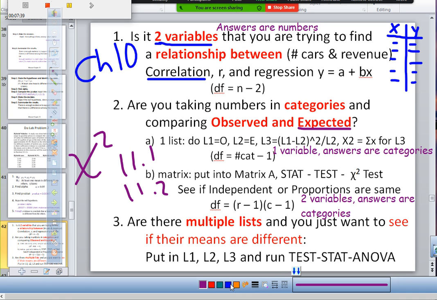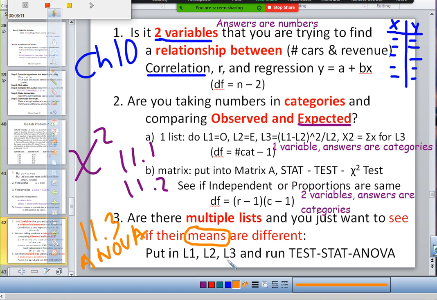The last thing we did was 11.3, which was the ANOVA. And that's when you have multiple lists, 3 or more lists, and you want to see if the means are different. So it's going to talk about means. Means are going to be in there. So you have 3 or more means, 3 or more lists. And then you just put the L1, that's the straightforward one, right? You just put L1, L2, and L3 in, and then you run stat test ANOVA.